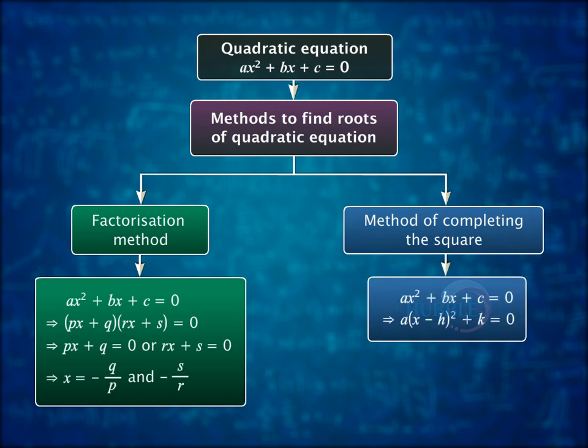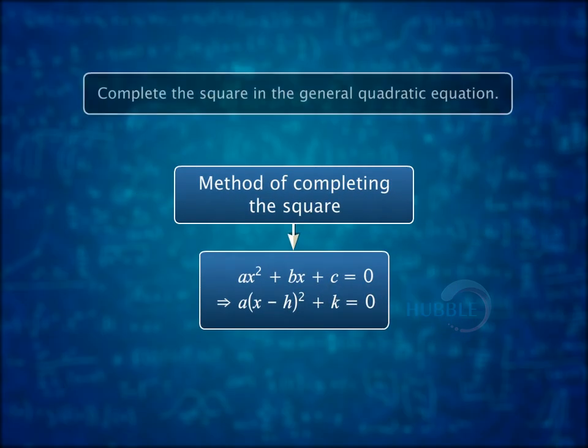In the method of completing the squares, the quadratic polynomial is written as the sum of a constant and the whole square of a linear expression in x multiplied by a constant. Then, the roots of the quadratic equation are obtained by taking the square roots. Now, let's apply the method of completing the square in the general quadratic equation.